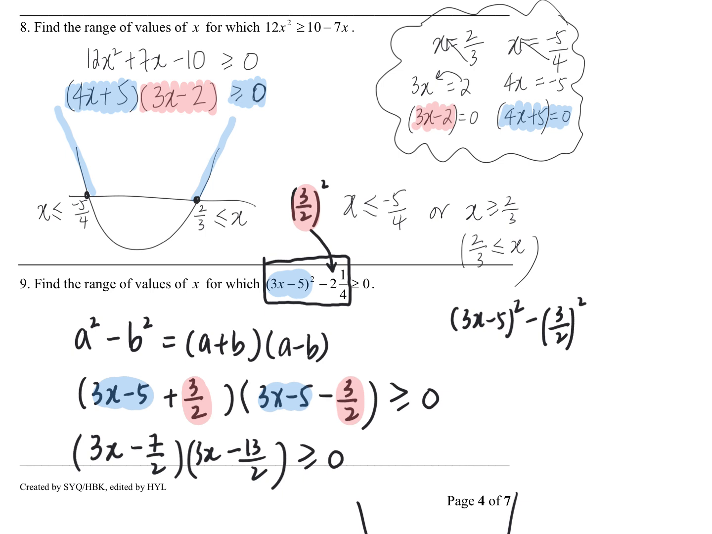13 over 3. Oh, I should divide by 3, sorry. I divide by 2. You're right, you're right. Don't doubt yourself. It happens. Your teacher is getting old. So if you see a mistake, you just have to let me know.